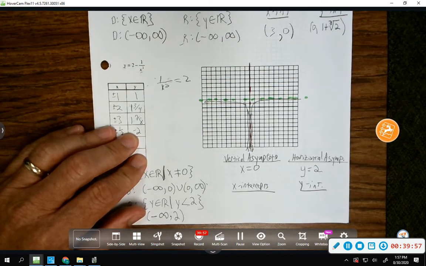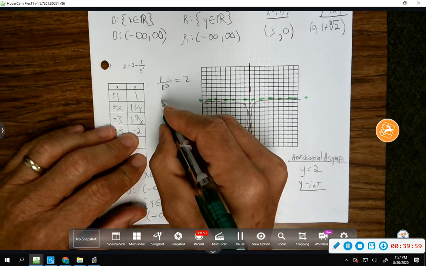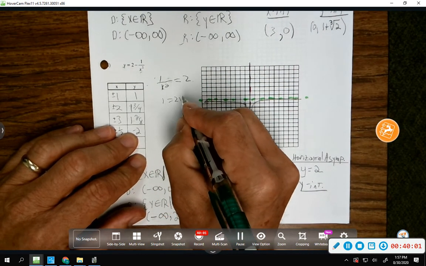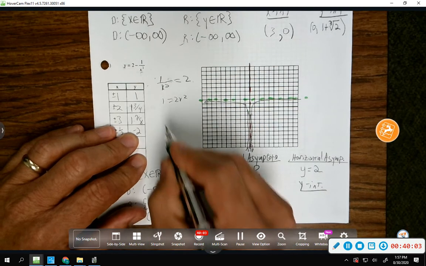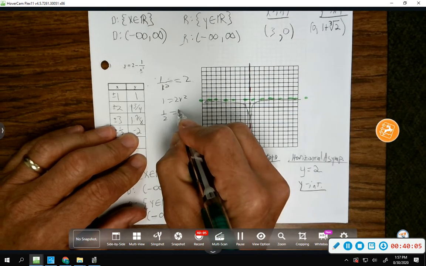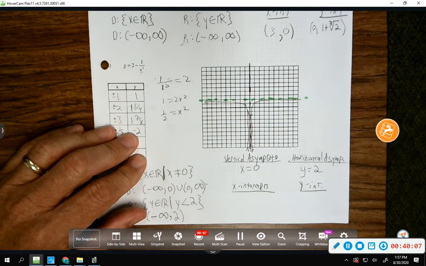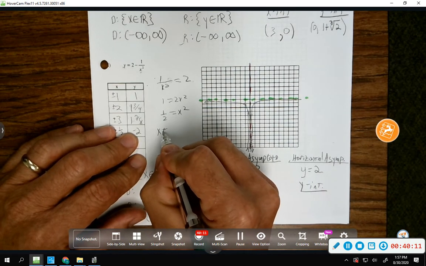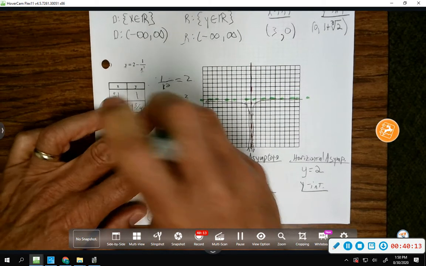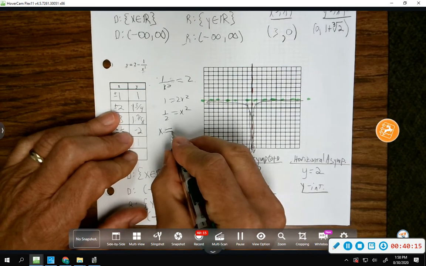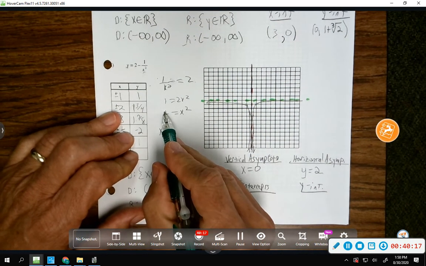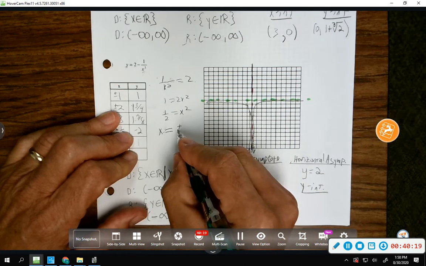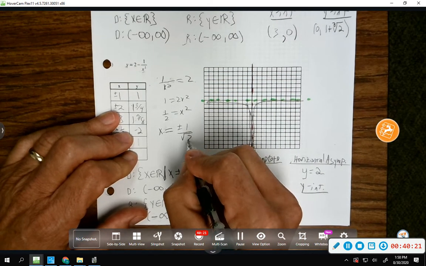How do I solve this? Well, multiply both sides by x squared. Divide both sides by 2. Take the square root. When I take the square root of both sides, I got to do plus or minus. So x is going to equal plus or minus, the square root of 1 is 1 over the square root of 2.